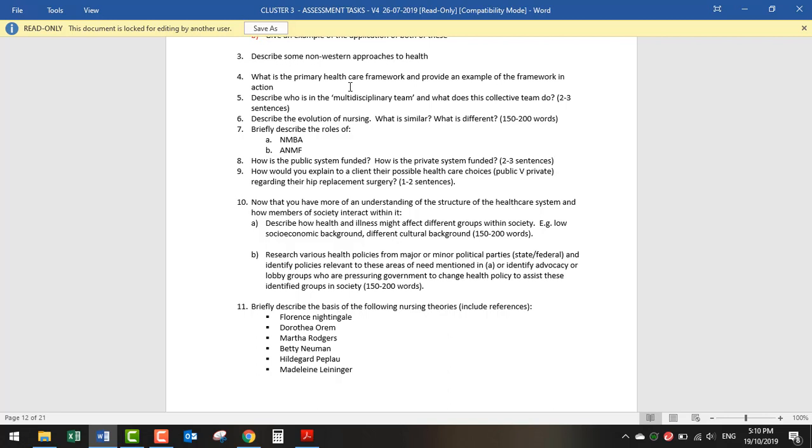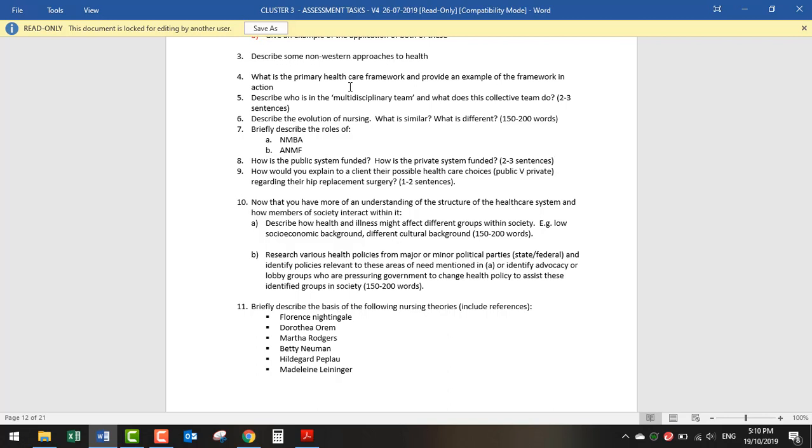Okay, that's pretty straightforward. Briefly describe the roles of the NMBA, Nursing Midwifery Board of Australia, and the ANMF. Okay, describe their role. And we again started to go through that in classroom 47, online session 50, and classroom session 52. So question 8, how is the public system funded and how is the private system funded? So that's 2 to 3 sentences, and again we kicked that off at the beginning of cluster 3, which is online session 45.